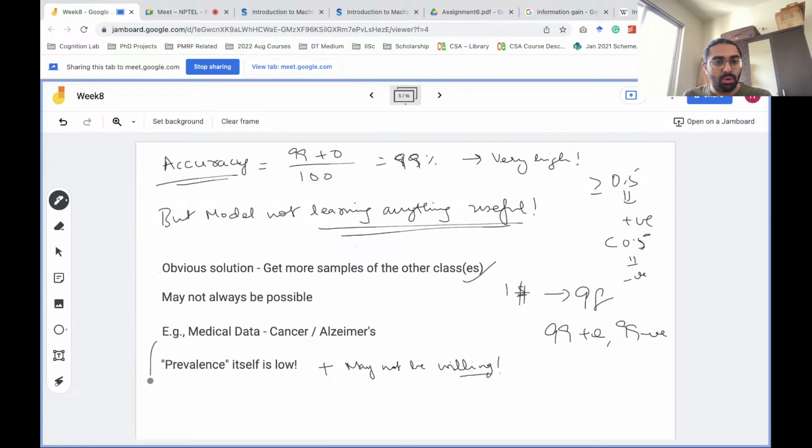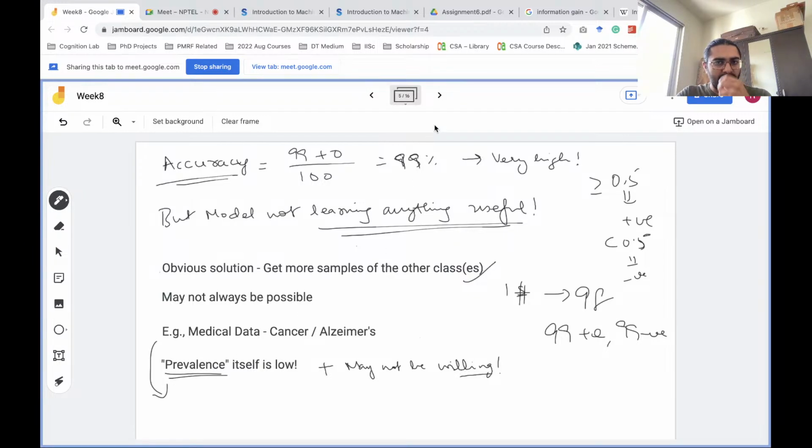Compared to people who are healthy, or in some sense don't have cancer and Alzheimer's, the people who have these diseases are very low, right? So actually getting those people's data may not be possible, right? So the issue here is that the prevalence, that is the number of samples that exist in the real world itself, is very low, right?